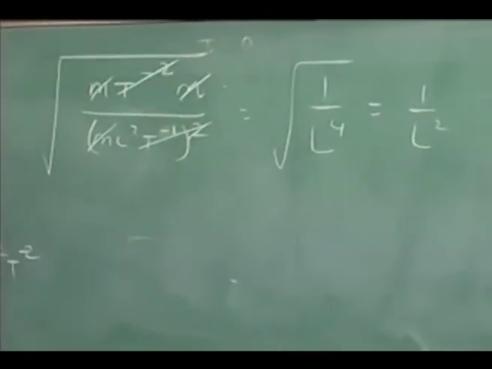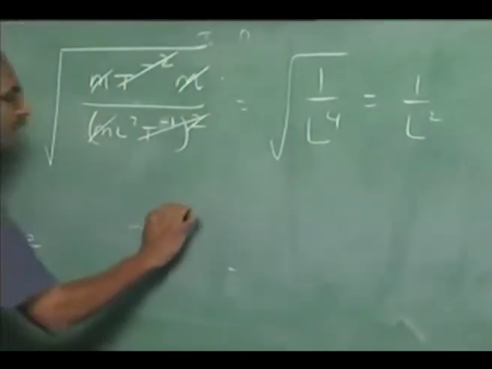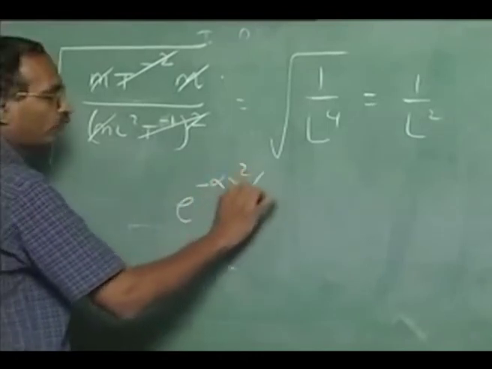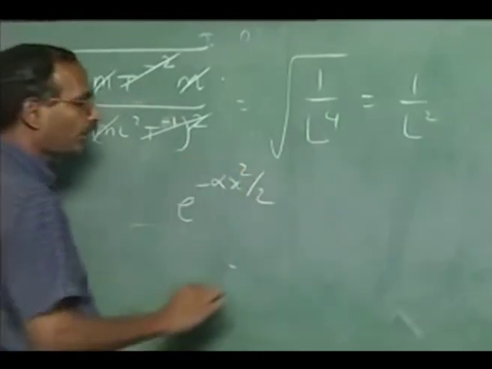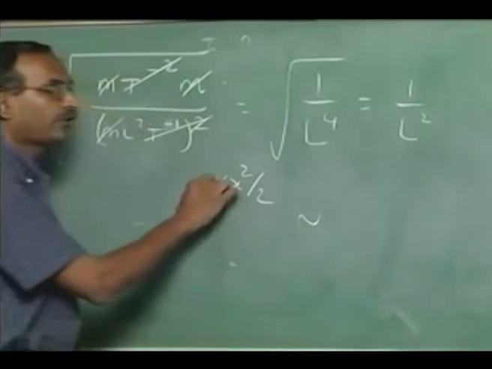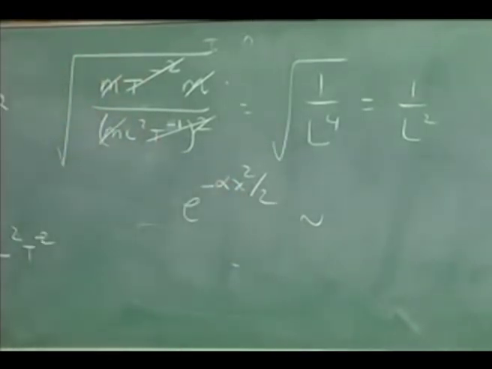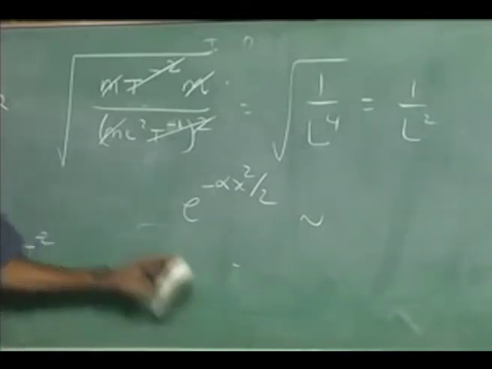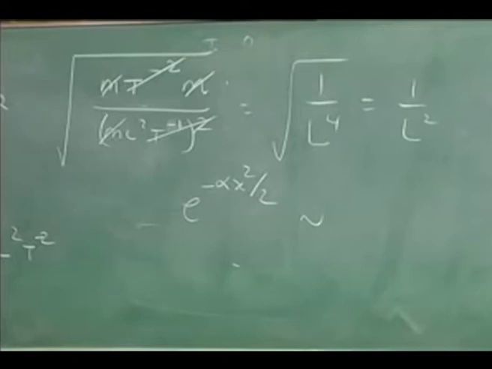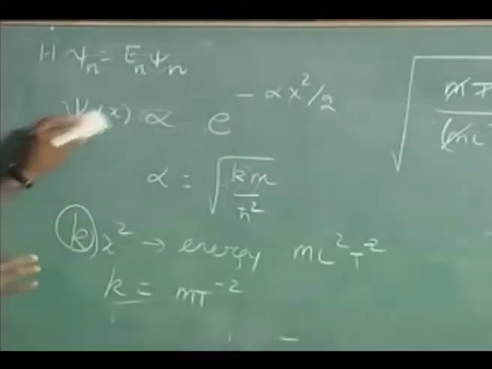So dimensionally, alpha e to the minus alpha x square by 2, this particular quantity is dimensionless because x square is L square, alpha is 1 by L square. So the solution makes sense dimensionally as of now. We do not know how to derive this solution. At least I am not going to tell you how to get this solution.